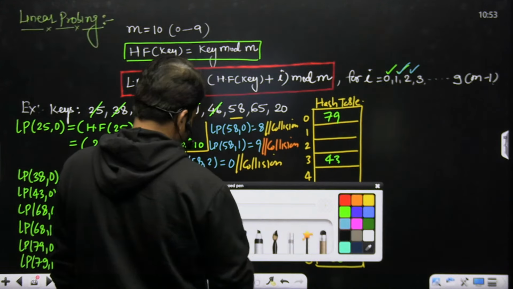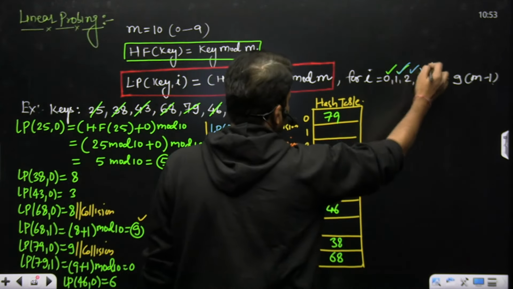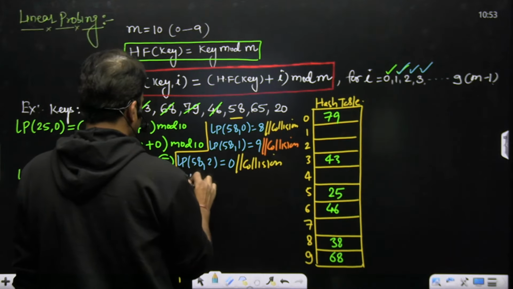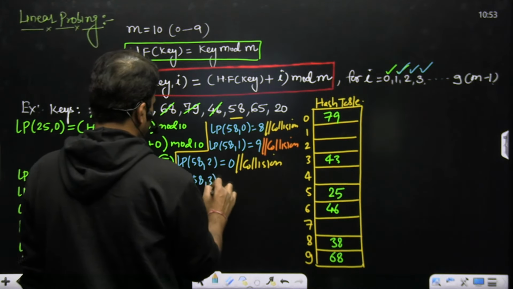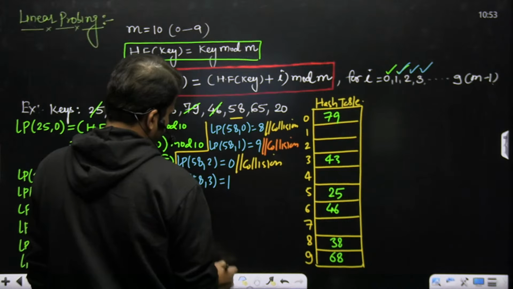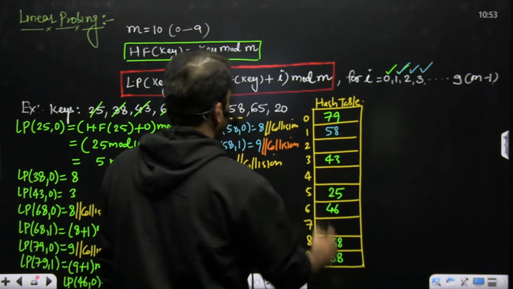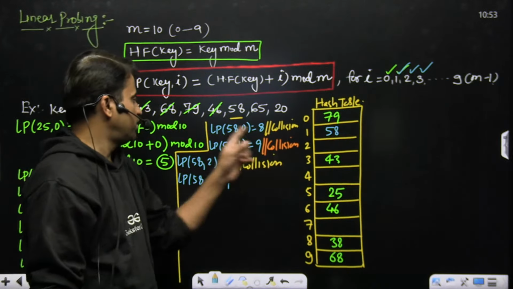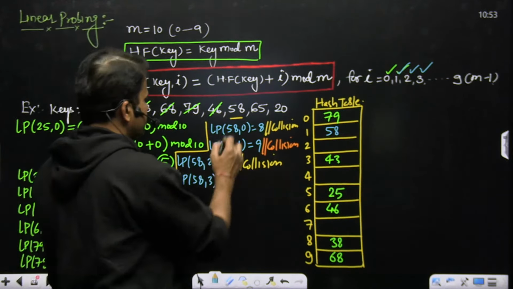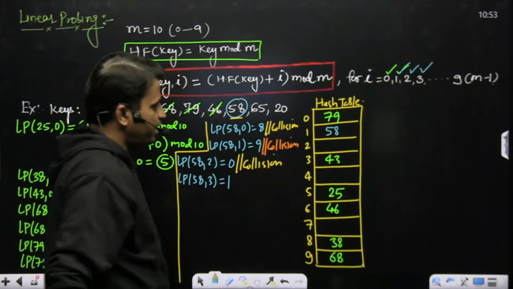Understood? Now choose I value equals to 3. So linear probing 58 comma 3. So it will give 1. Yes, perfect. So 58 is stored at this position. So what is the hash index of 58? Student, 1. This type of question may be asked in GATE paper कि 58 is stored at index 1.